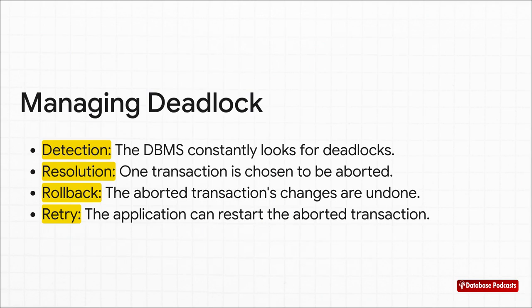Thankfully, the database management system, the DBMS, acts like a referee here. It has these built-in algorithms that are constantly on the lookout for these standoffs. And when it finds one, it has to make a tough call. It picks a victim. One of the transactions is chosen to be aborted and rolled back, which releases its locks and lets the other one move forward. Then the application that started that failed transaction can just, well, try again later.